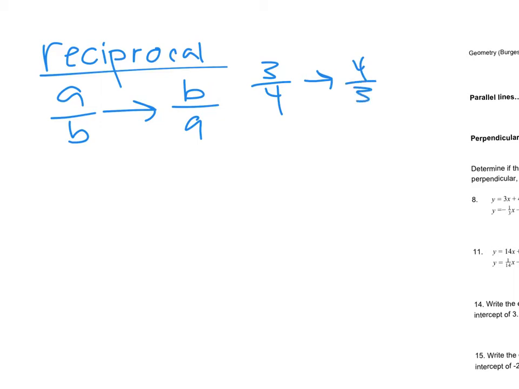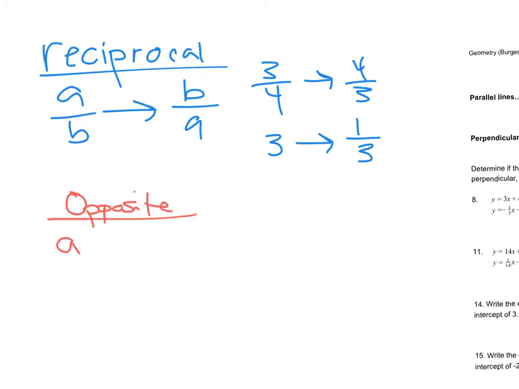Reciprocal of a whole number like 3, the reciprocal of 3 would be 1 over 3, right? Because we have an understood denominator of 1 there. Okay, what about opposite? What does it mean for numbers to be opposites? Right, so we're going to change the sign for opposites. So A would change to negative A. Okay, so for example, if I had 3, that would become negative 3. If I had negative 6 over 5, this would become positive 6 over 5. Okay.